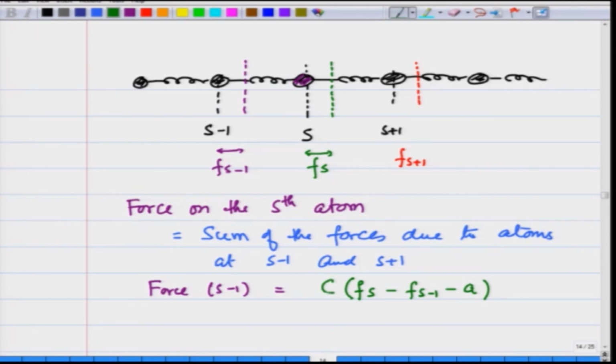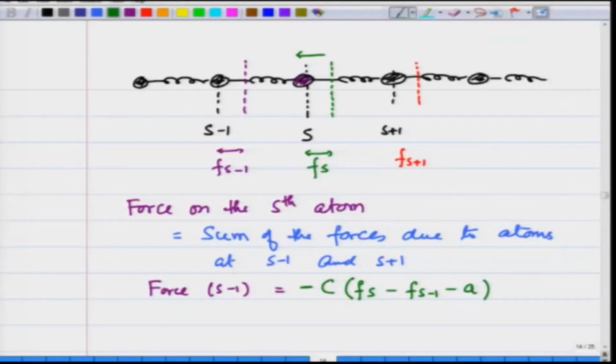Let us see if the direction is right. If f_{s-1} minus f_s minus a is positive, that means the spring is stretched, then the force on the sth atom, if the spring is stretched, will be to the left. A spring, if stretched, will pull it in. So, I should put a minus sign here.